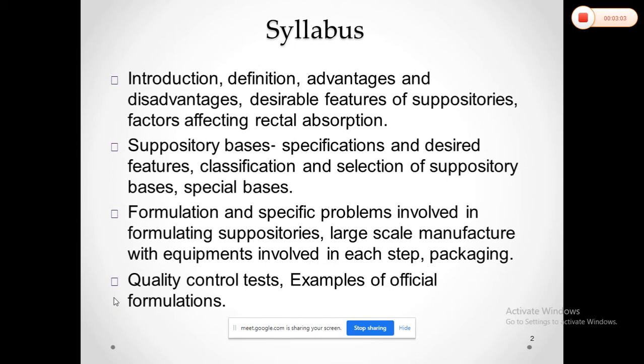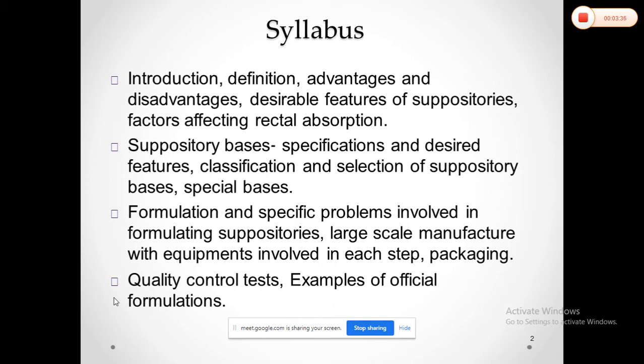Then, like the semi-solid dosage forms, here also we are going to see the large scale manufacturing of suppositories. All the formulation-related aspects, and the different problems that occur during the formulation of suppositories in large scale manufacturing, with the equipment involved at each step. We are also going to cover the quality control tests for suppositories. So we'll cover all the points related to suppositories.